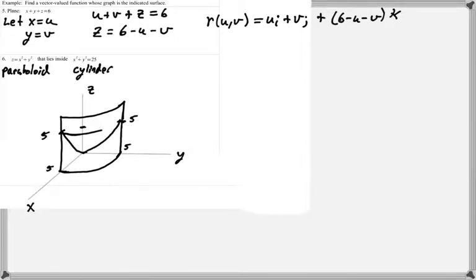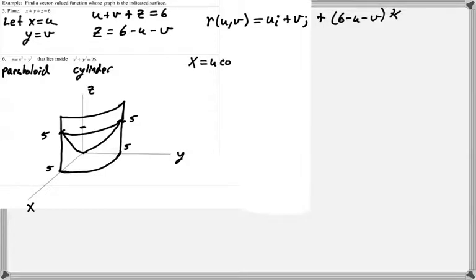Okay. And so we want to parameterize just the paraboloid contained within the cylinder here, assuming that the z is greater than 0. Oh no, we're not looking at a cone. Sorry, it's a paraboloid. So yeah, we're not going below the xy plane. Okay.